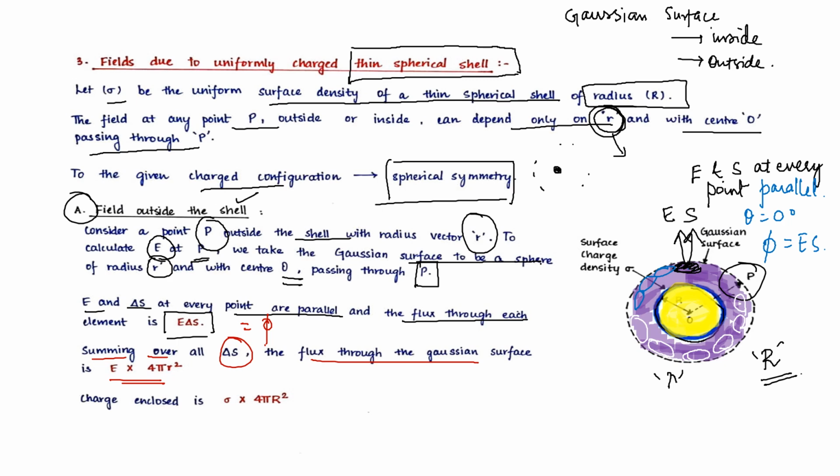and the charge enclosed is sigma into 4 pi r square. How does it happen? So I'll explain on the other page. See what we have. We have this spherical surface and this as the Gaussian surface. This is our thin spherical shell, and this is our Gaussian surface.